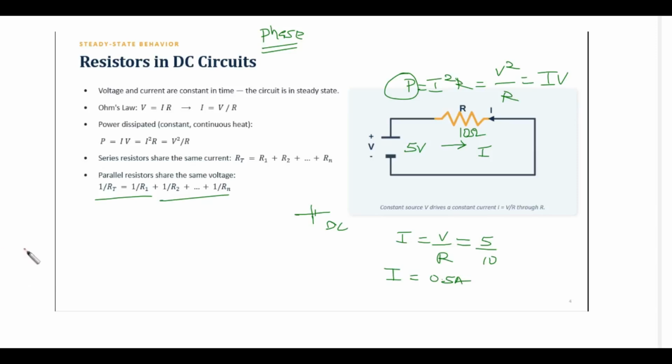So when we say that the current and the voltage stay constant, it means that this 0.5 amperes will remain 0.5 amperes all through. This voltage, 5 volts, will remain 5 volts all through. So the same here does not mean that they have the same values. It means they are maintaining whatsoever value they have all through the time that the circuit is running.